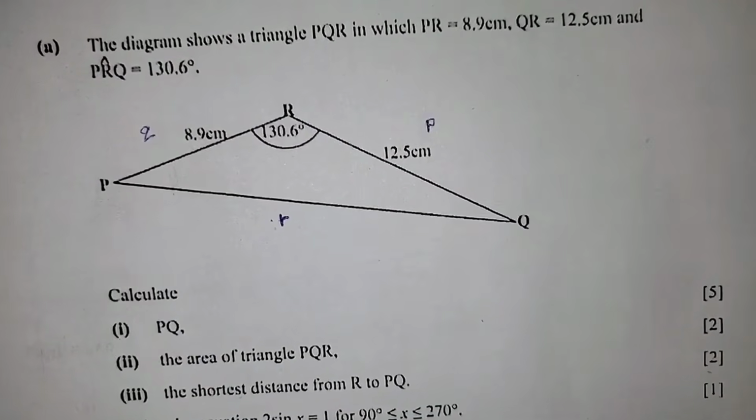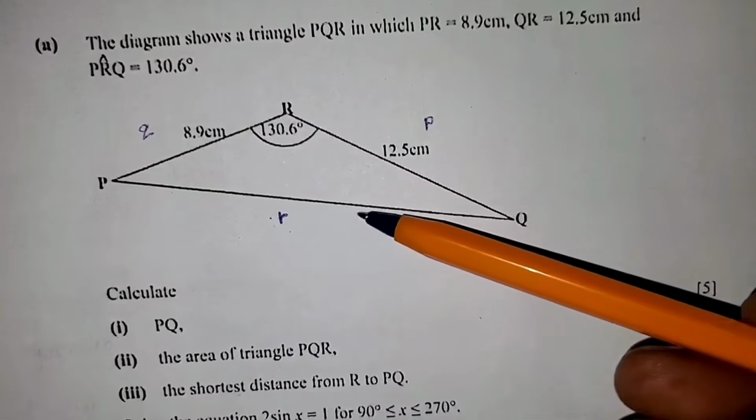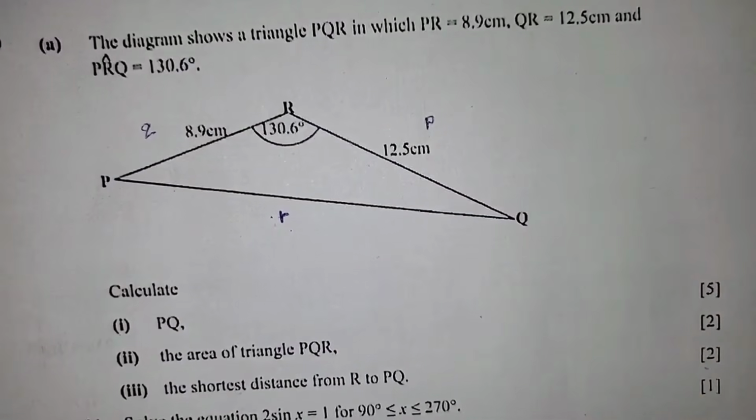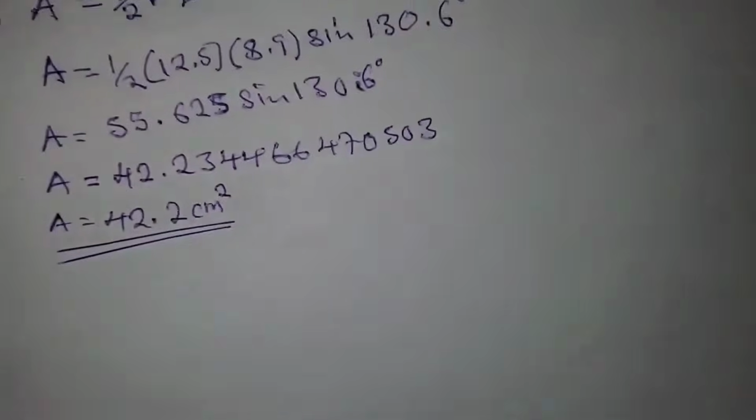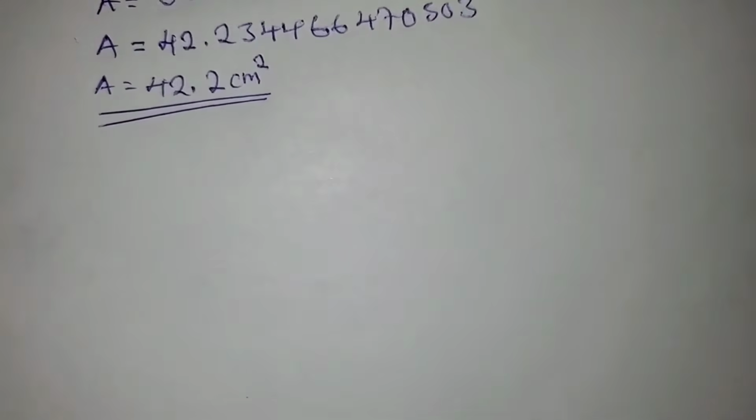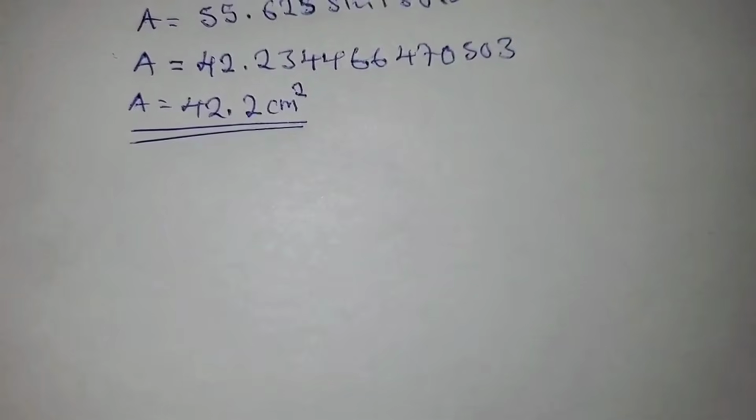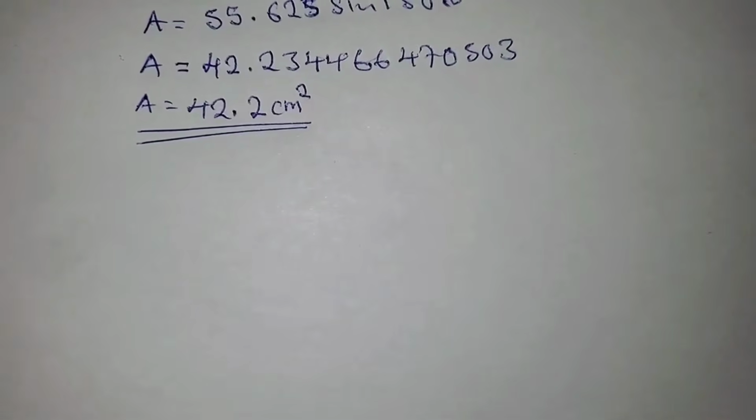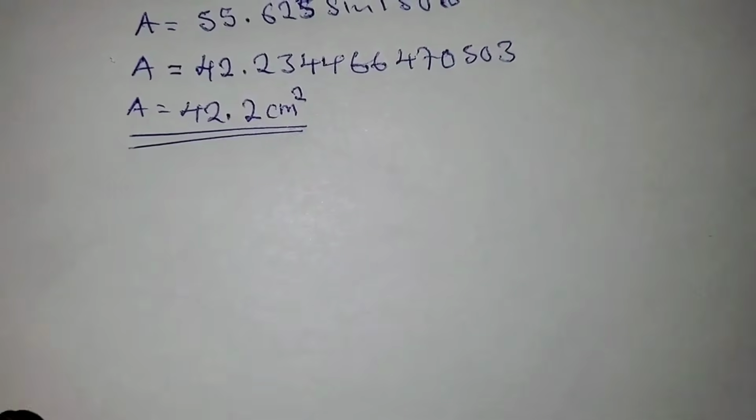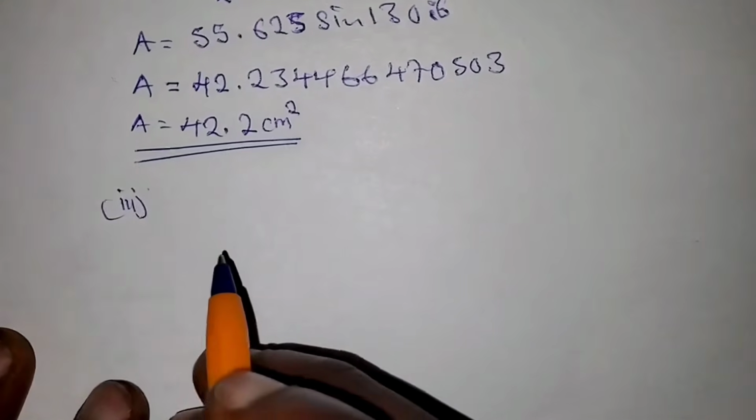Shortest distance from R to PQ. R to PQ. This is very simple. So, shortest distance is easy to find as long as the base, the side, the first question was correct and the area is also correct. So, this is the third question.